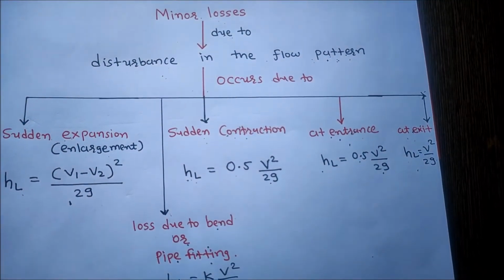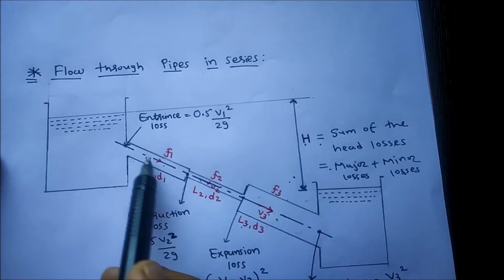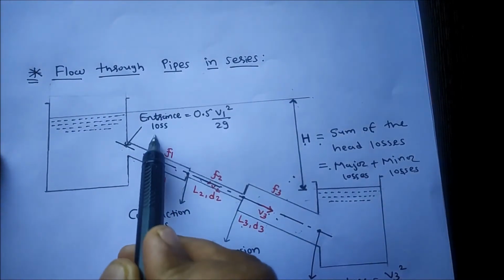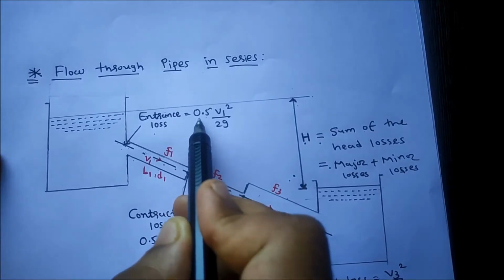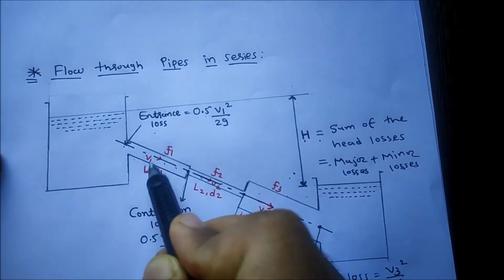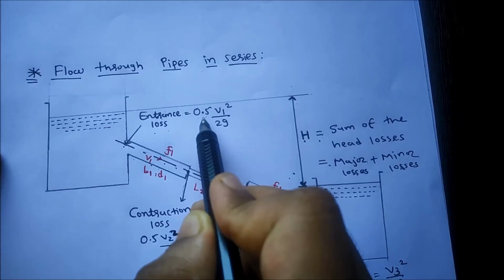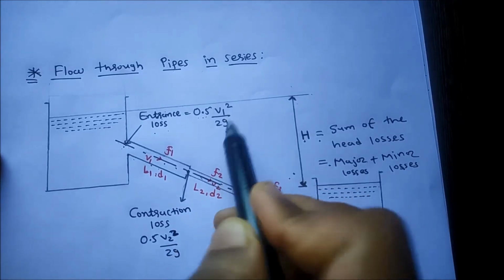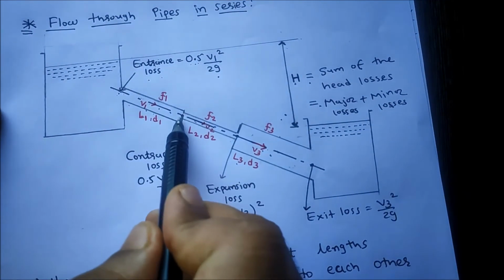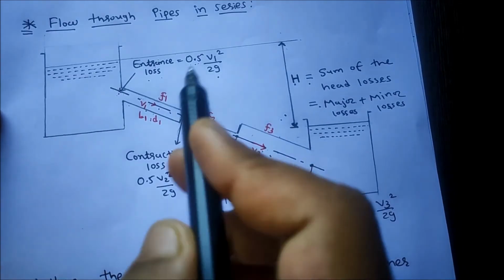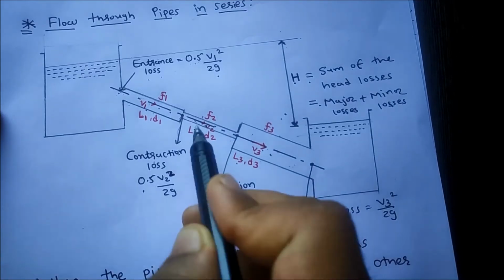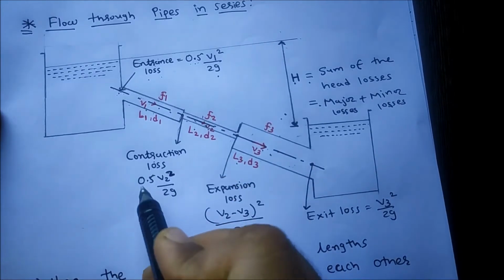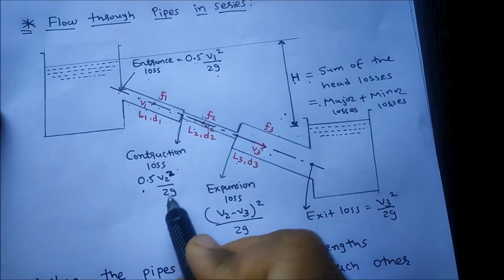So in our case, here the fluid enters the pipe. So there is an entrance loss that we already discussed, that equation is 0.5, and the velocity at entrance is v1. So entrance loss is equal to 0.5 v1 square by 2g. Similarly here the diameter is decreasing, so there is a sudden contraction. So contraction loss is 0.5, here velocity is v2, so 0.5 v2 square by 2g.